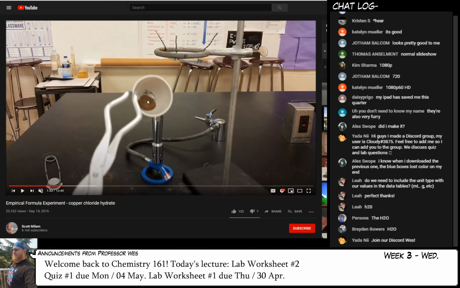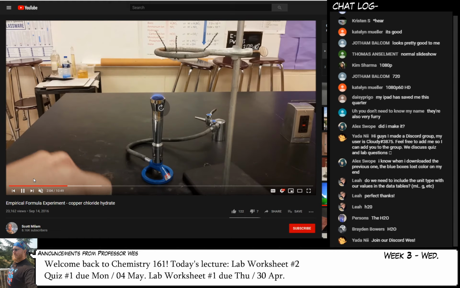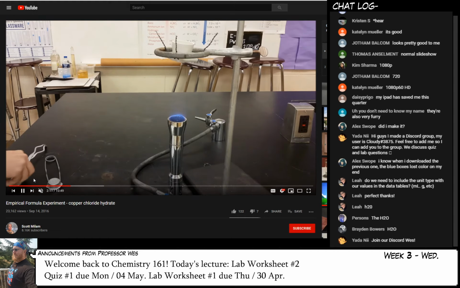Now, if you look carefully, you can barely see inside that it looks kind of greenish. On the outside is tan. Tan is the target color when it's done. But the greenish blue is, hey, that stuff is still hydrated. So what he's going to do, he's going to break that up, and we'll speed through that. He's going to heat it a little bit more.